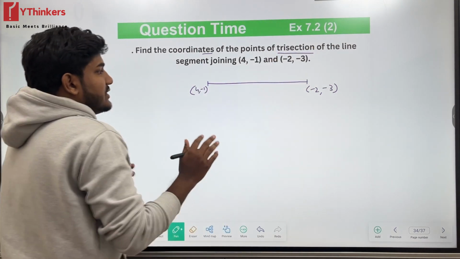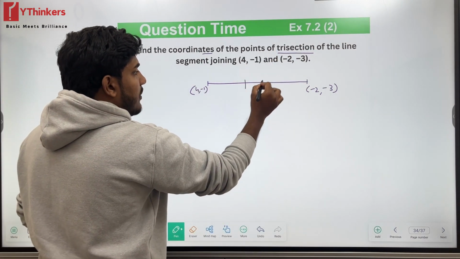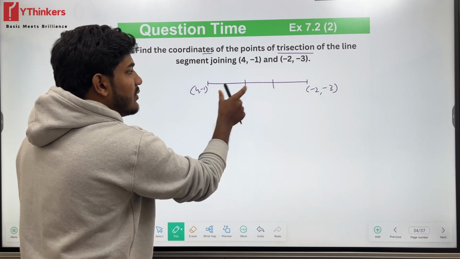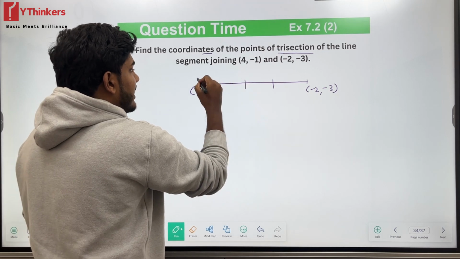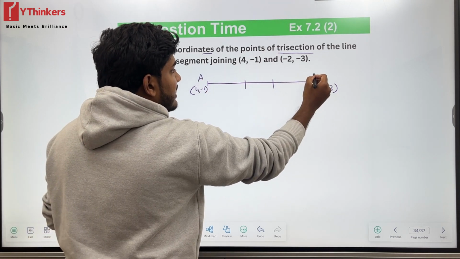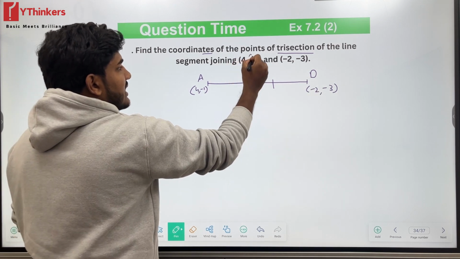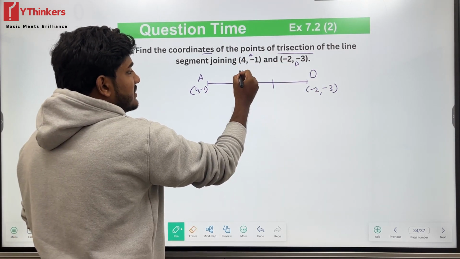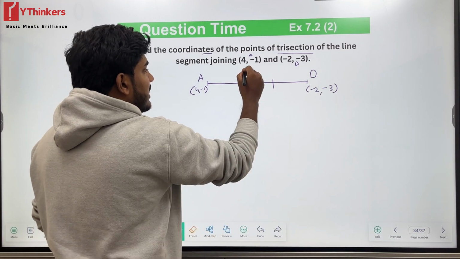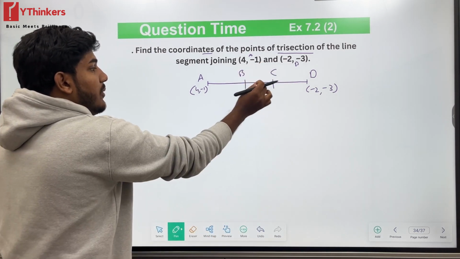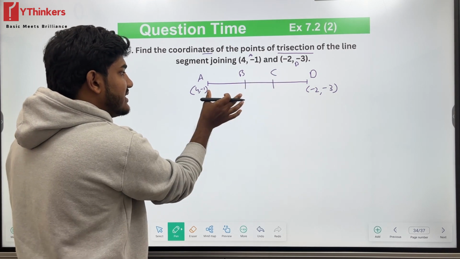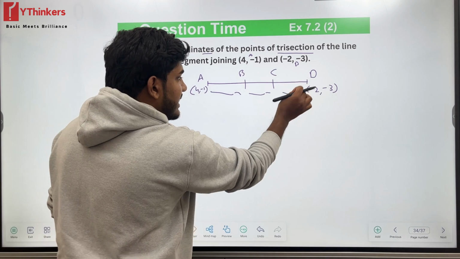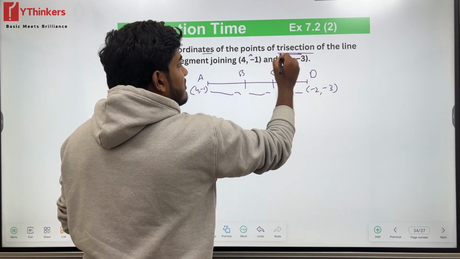Trisection, actually what happens is you have to find two points such that all these three are equal parts. Understand, this point is A, this is D, let me assume. So this is A and this is D, and you have to find out 2 points, let's assume B and C. You have to find these two points such that the distance of A and B is equal to the distance of B and C, which is equal to the distance of C and D. That is what trisection means.